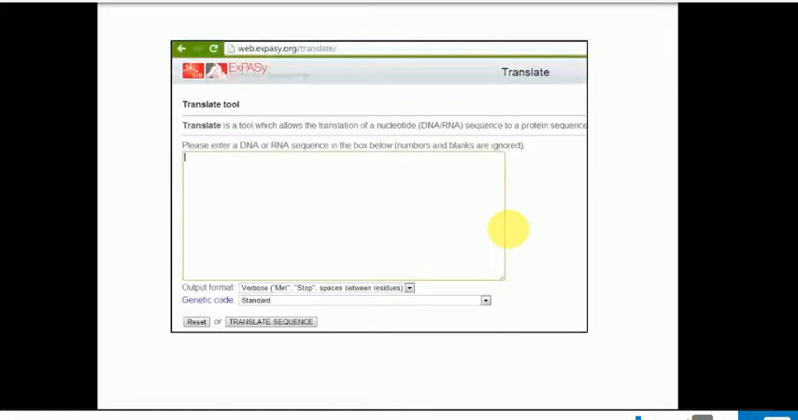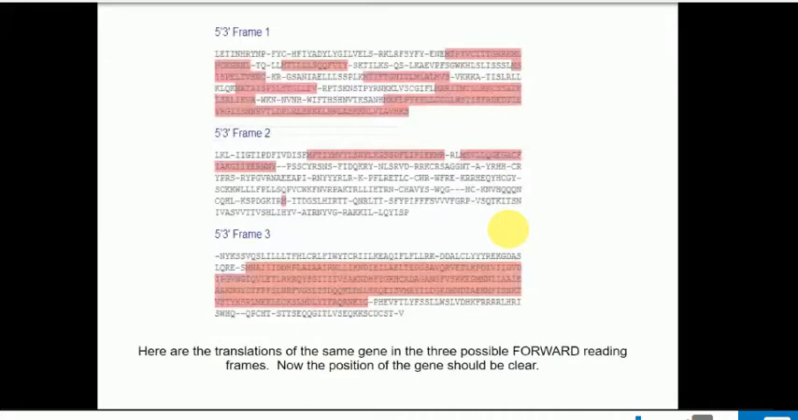So it's actually quite complicated to assign a gene to a sequence. But the best place that we can start is just to translate the sequence in all the possible reading frames and see if there's anything in there that looks like it might be a gene. And you could do that laboriously by hand, but obviously it's much simpler to go to the web. This is the tool that I use all the time, but there's lots of others out there.